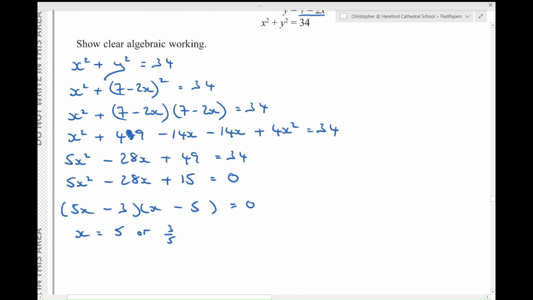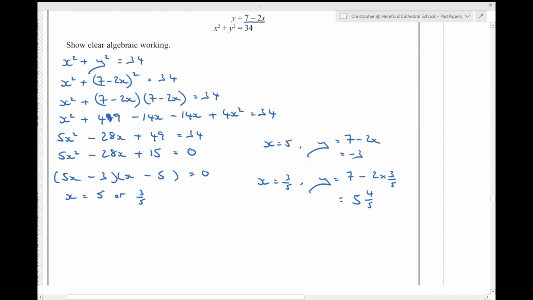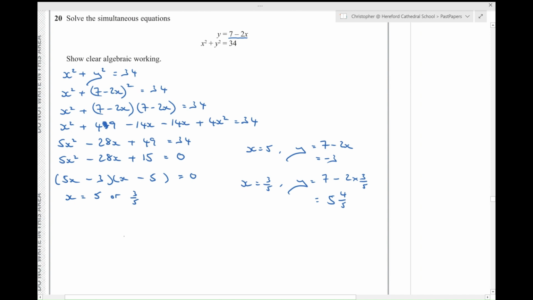Now, of course, each of those x's has a corresponding y. If x is 5, then given that y equals 7 minus 2x, y will be 7 minus 10, which is minus 3. And if x is 3/5, then y will be 7 minus twice 3/5, which I make on my calculator to be 5 and 4/5. So my two answers are x equals 5, y equals minus 3, or x equals 3/5 and y is 5 and 4/5. That's question 20 complete.